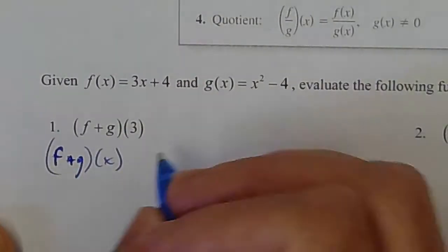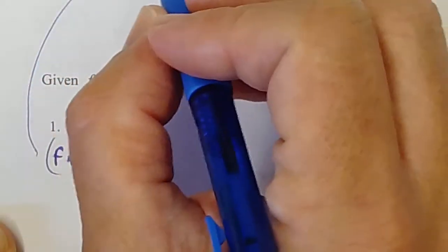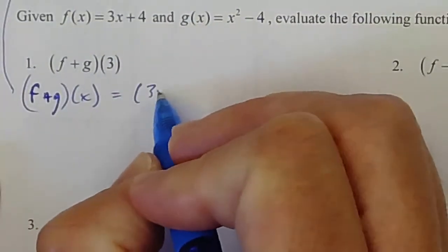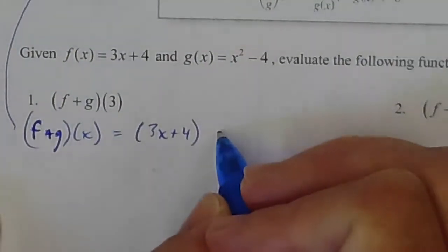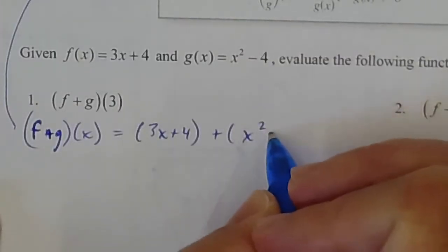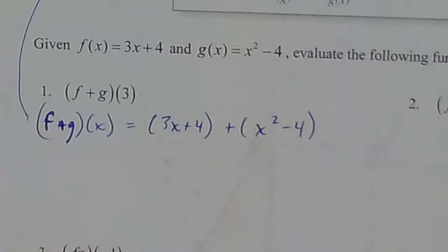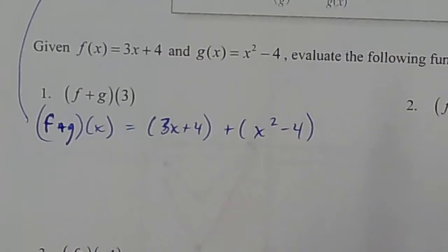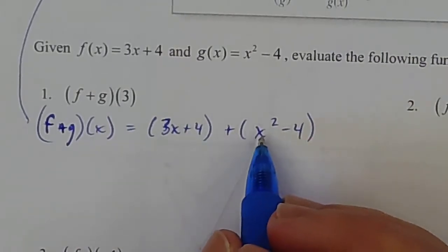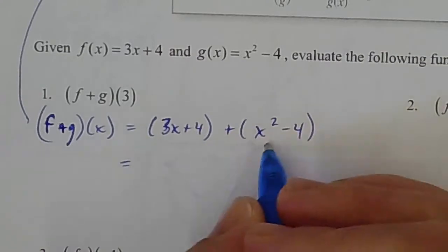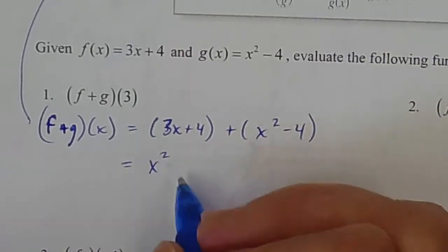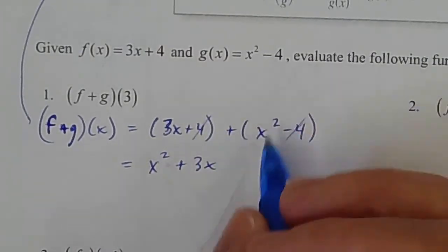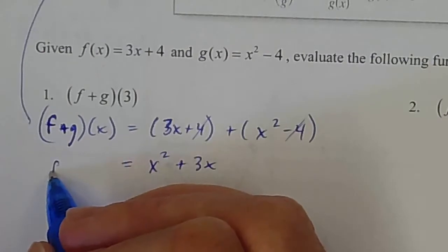f plus g of x just means, like it says up here, I add f of x plus g of x together. So f of x is 3x plus 4, and g of x is x squared minus 4. And then I just combine like terms. There's nothing outside the parentheses to distribute except for positive ones, and we typically put this in order of highest degree. So x squared goes first. 3x can't be combined with anything either, but the 4's can. So a 4, take away 4 gives me 0. So that is our sum function.